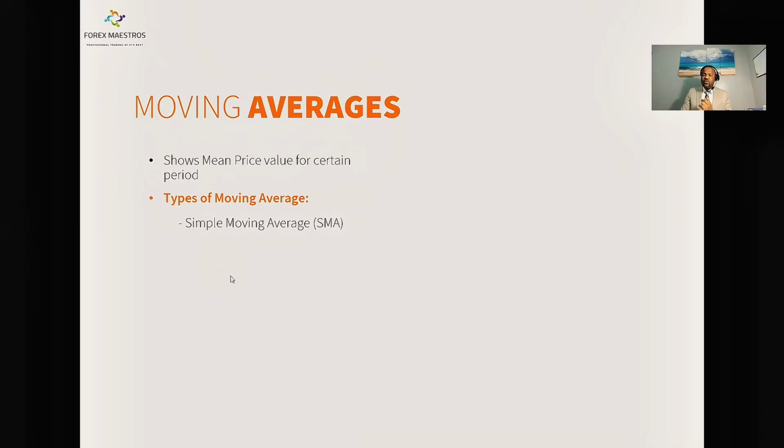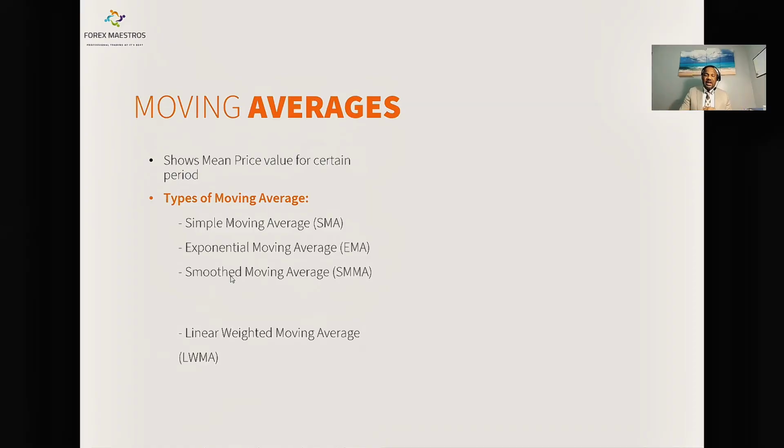One is the simple moving average, SMA. Then one is the exponential moving average. It's just the formula in each of them that changes, but they are all moving average types. Then one is the smoothed moving average. And then the final one is the linear weighted moving average. There's no best. Some people have asked me, Mr. Conrad, which one is best among all these types of moving average? There's no best.